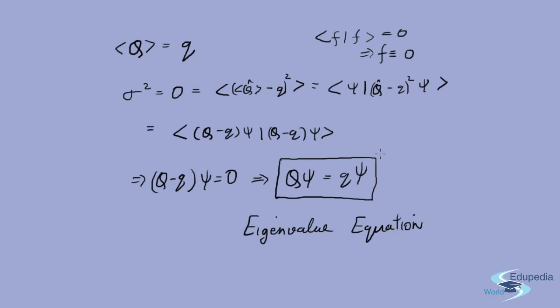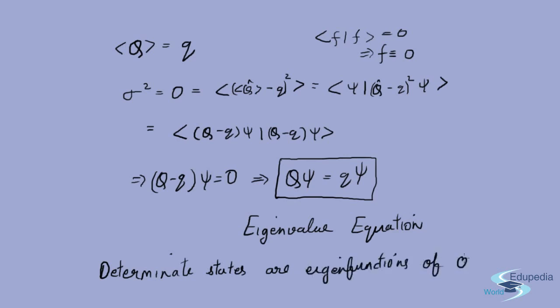And now what we'll do, in a later video, is calculate the eigenvalues and eigenfunctions for both the position operator and the momentum operator, because they will be quite important. But before that, there are a couple of definitions. Also, this basically tells us, I'll just write it down, determinate states are eigenfunctions of the operator, let's say Q.